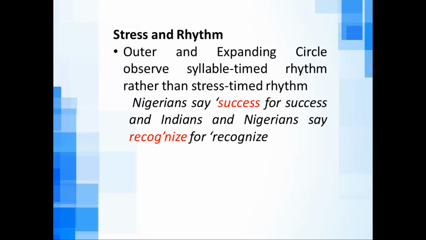For example, Nigerians say success for success, stressing each syllable. So syllable-timed means per syllable. Remember, stress makes emphasis. And Indians and Nigerians say recognize, with equal stress on each syllable, for recognize, the one that has the apostrophe, what we call stress here. So they differ when it comes to stress and rhythm, syllable-timed and stress-timed rhythm.